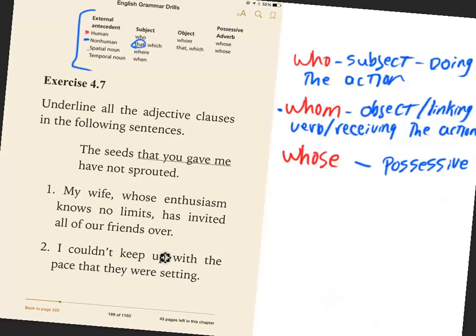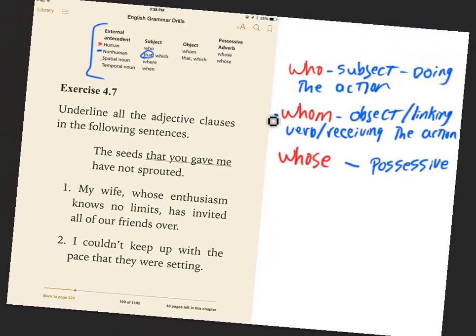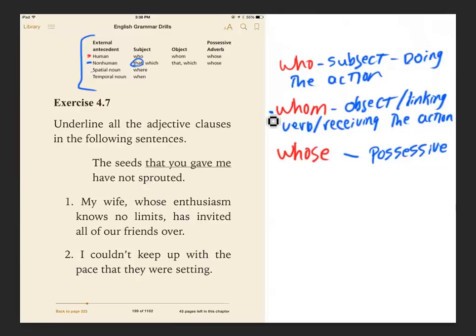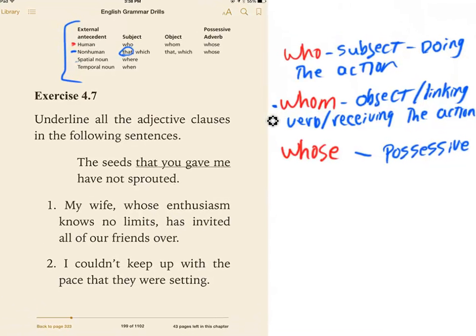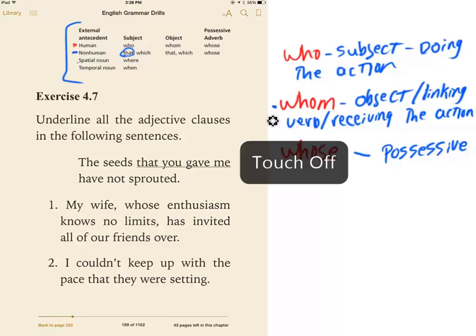Oops, let's go ahead and move that back because we don't want to have to put up with that. So one second here. Okay, so there we go. We're going to turn the touch off so I don't do that again.